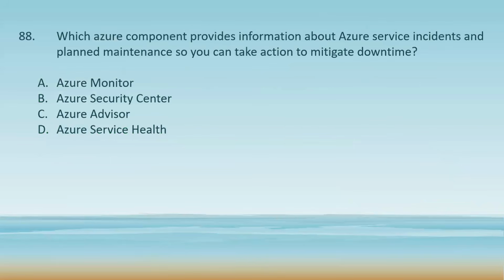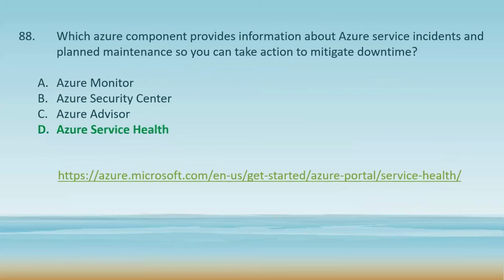Question number 88. Which Azure component provides information about Azure service incidents and planned maintenance so you can take action to mitigate downtime? Your options are Azure Monitor, Azure Security Center, Azure Advisor, Azure Service Health. The right answer is Azure Service Health, option D. There is a link on my screen. You can refer to this link to understand more about service health and how these planned maintenance and service incidents are communicated, and how you can enable yourself to mitigate downtime.